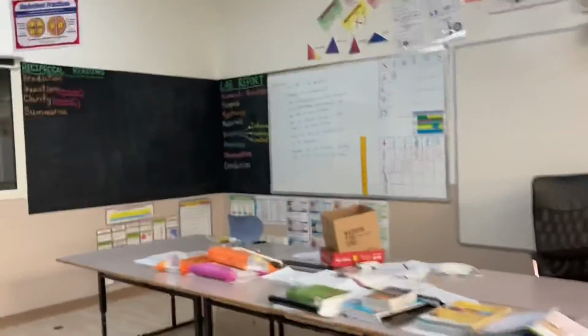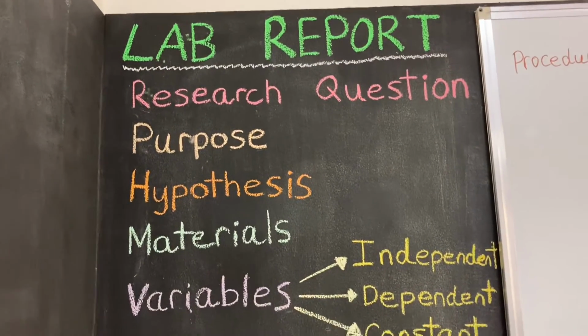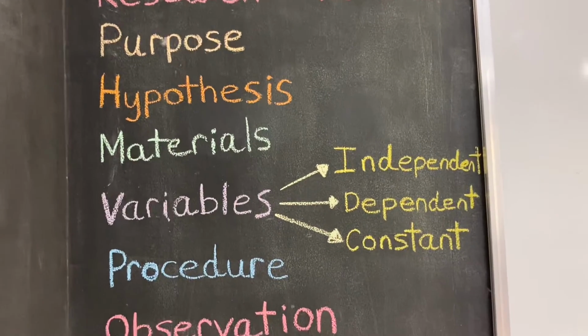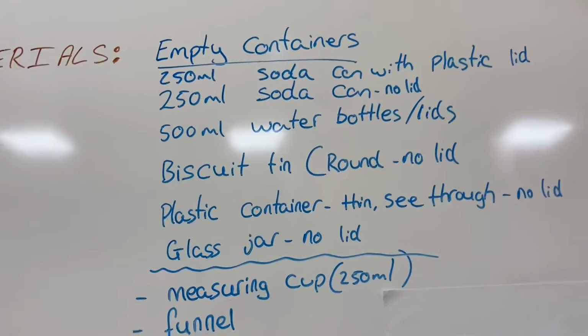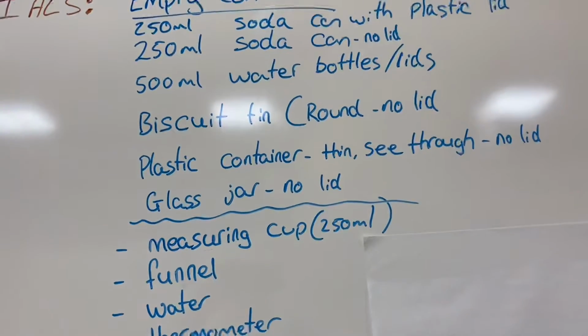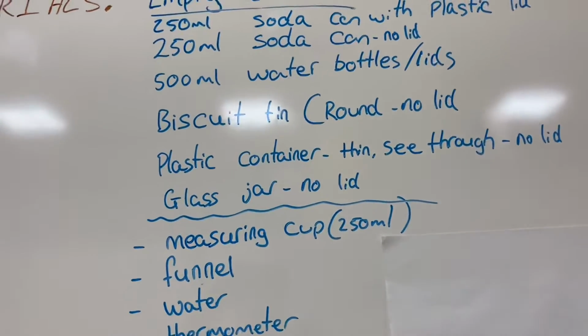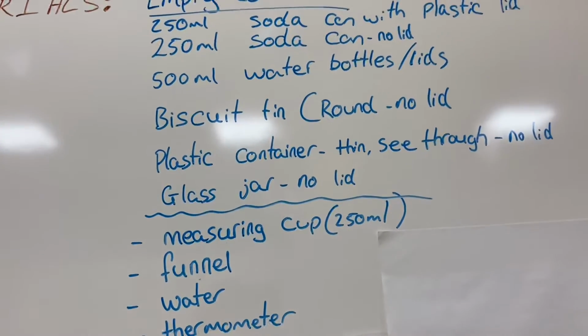My procedure. These are my steps that I take. So remember, here is our lab report that would follow. The materials. Oh, I missed the materials. The materials are over here. The materials I used for this particular one: empty containers. For example, I had a 250 ml soda can with plastic lid, a 250 ml soda can with no lid, a 500 ml bottle with lids and without, a biscuit tin, which was round, no lid.